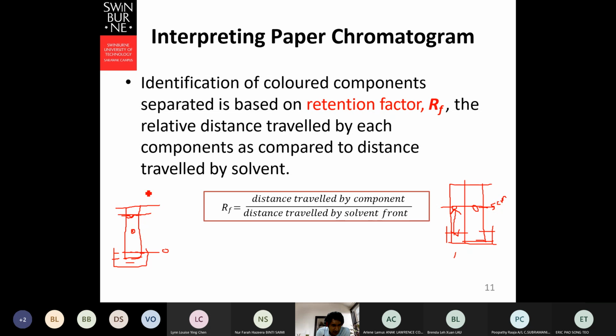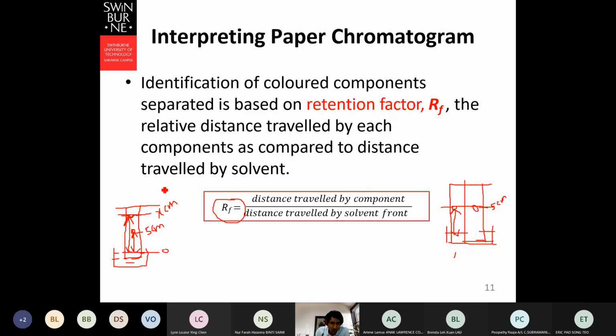So this water level reaches until here, and we started here. This is the zero line, and it reaches X centimeter, let's say 5 centimeter. So the distance traveled by this component, that is 5 centimeter from the zero line, divided by the distance traveled by the solvent. By this retention factor, we will get the identity of our components of interest.